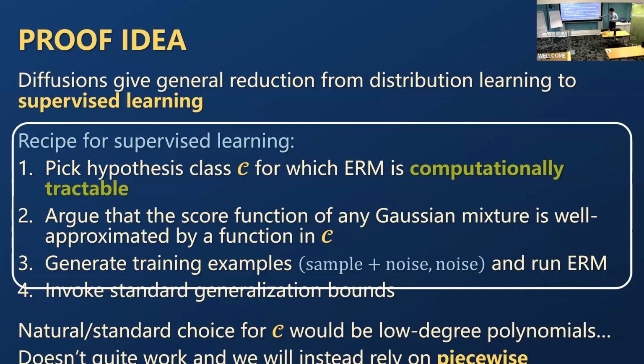It turns out, sorry, this was cut off. It turns out that this method doesn't exactly work as I just described, because this second step of arguing that the score function is well approximated by a polynomial, that's actually false for general Gaussian mixtures. So we're going to actually have to work with a slight technical twist. Instead of working with polynomials, we're going to work with piecewise polynomials.